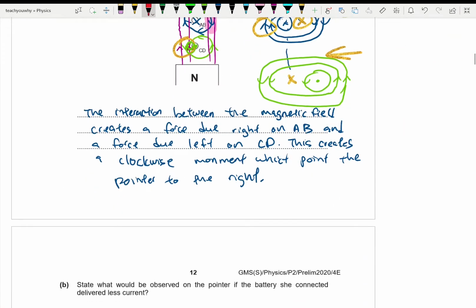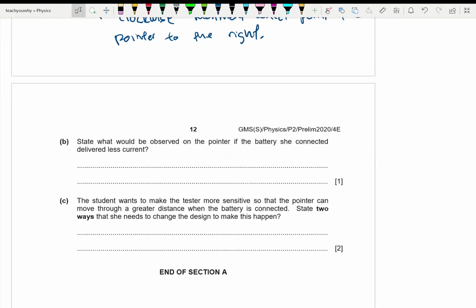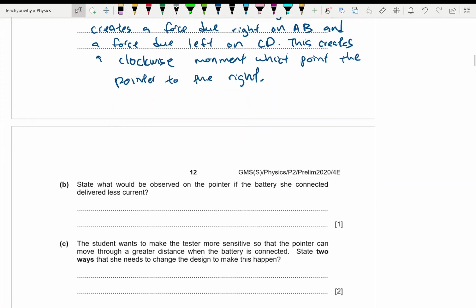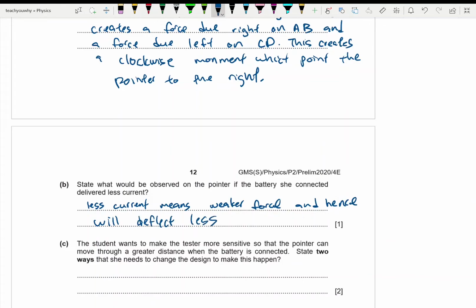All right, part B, state what would be observed on a pointer if the battery she connected is delivering less current. So less current, this is quite straightforward. Less current means weaker force, and hence will deflect less. Okay, so less current, weaker force, and hence deflect less.